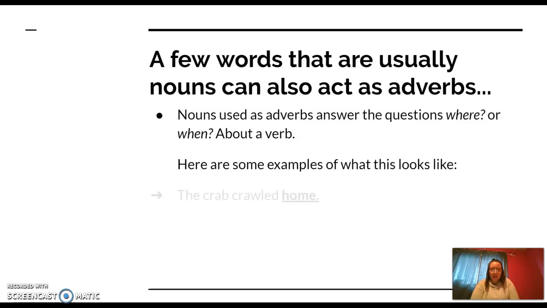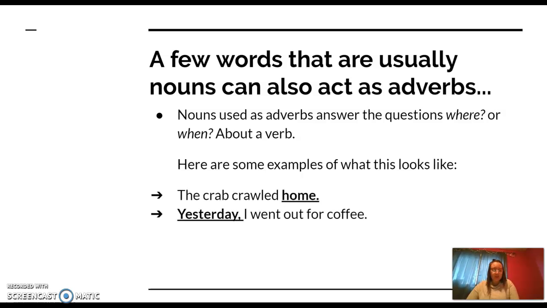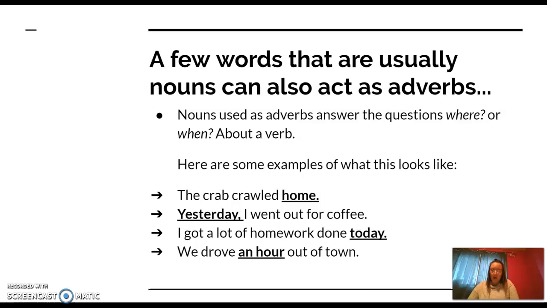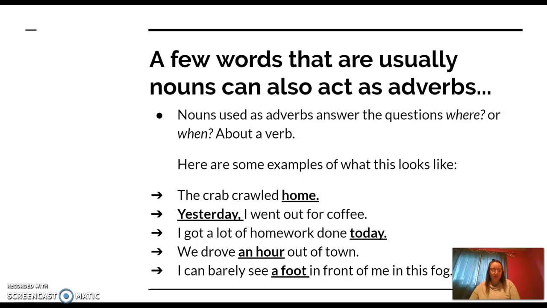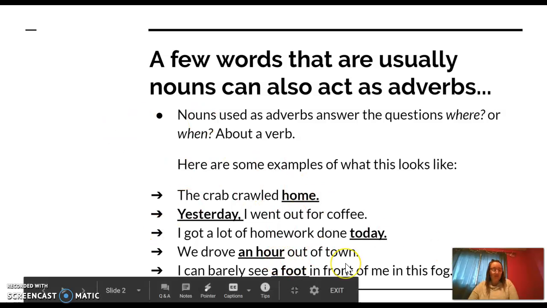So here are some examples of what this looks like. The crab crawled home. Yesterday, I went out for coffee. I got a lot of homework done today. We drove an hour out of town. I can barely see a foot in front of me in this fog. And I'm realizing that it seems like I skipped a slide. No, that's right, I give the examples first. So here are all the examples of what this looks like: home, yesterday, today, an hour, and a foot.